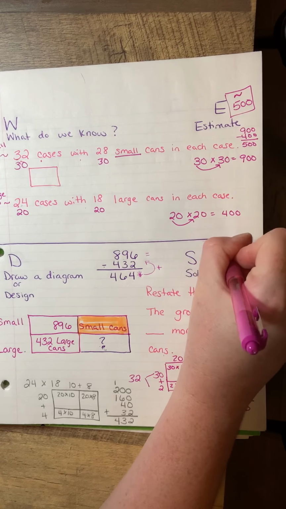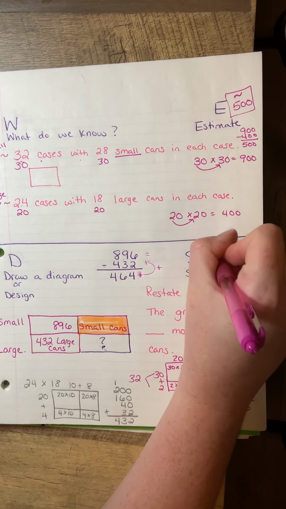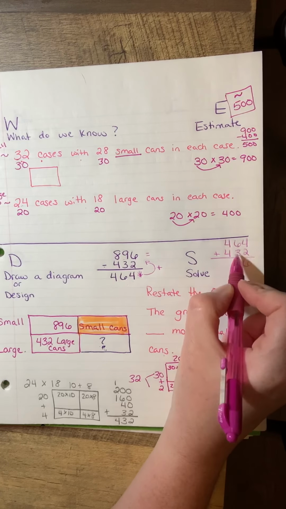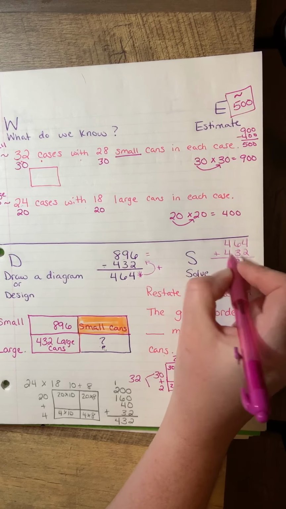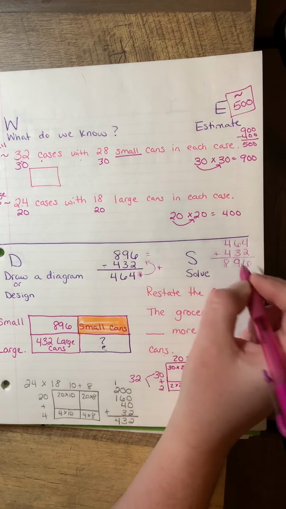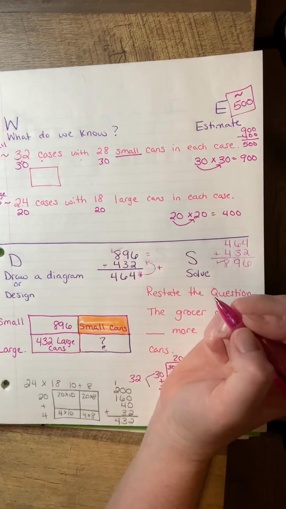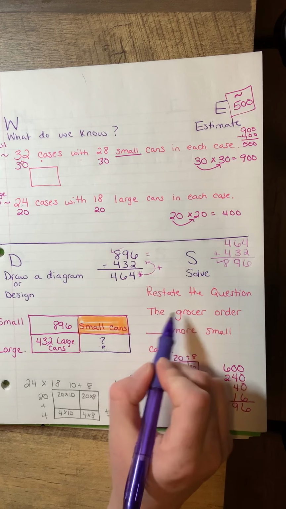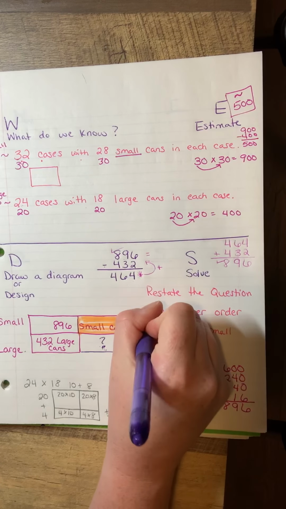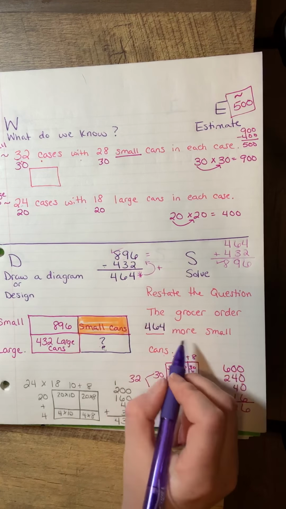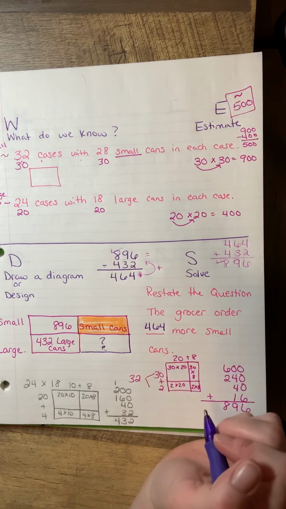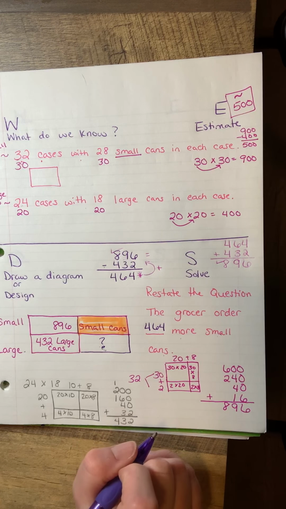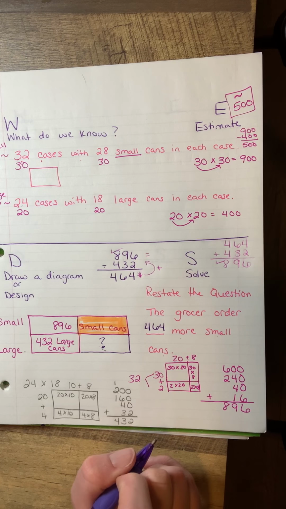464 plus 432. 4 plus 2 is 6. 6 plus 3 is 9. And 4 plus 4 is 8. Did that check out? Yes, it did, my friends. So I can go over here to my problem and I can say the grocer ordered 464 more small cans. And then I'm done. All right, that was just one problem. I'm going to solve the second problem in just a moment.